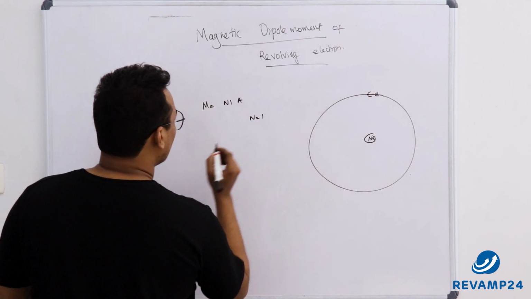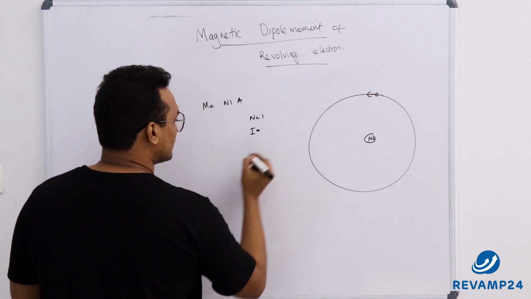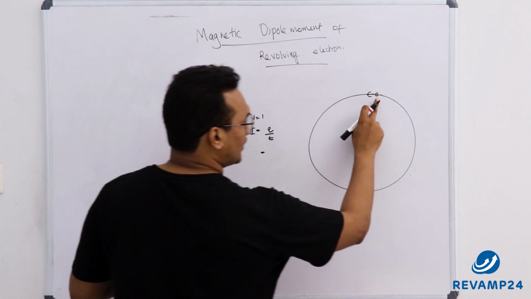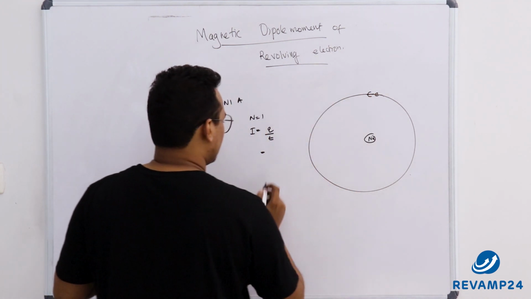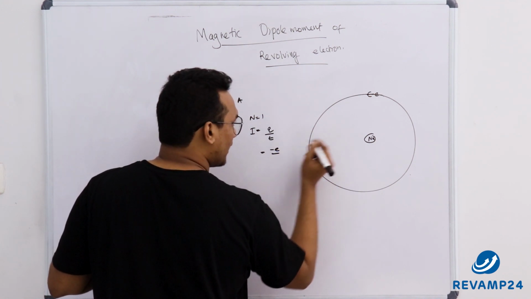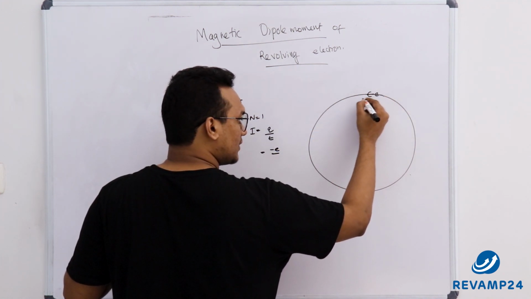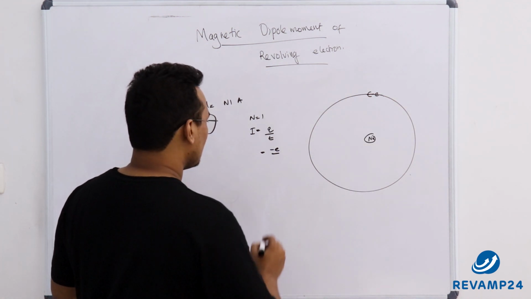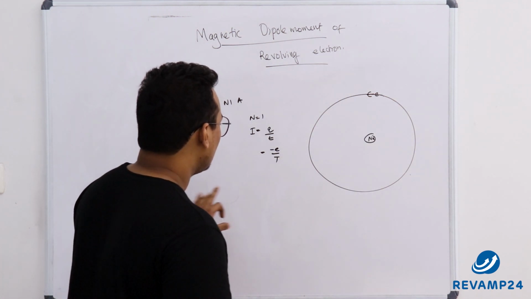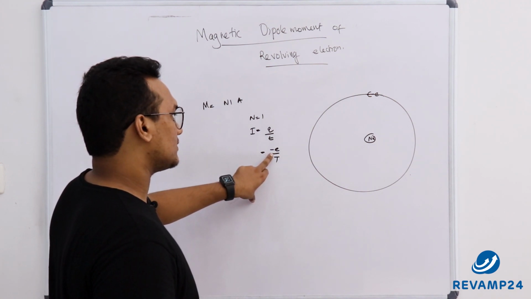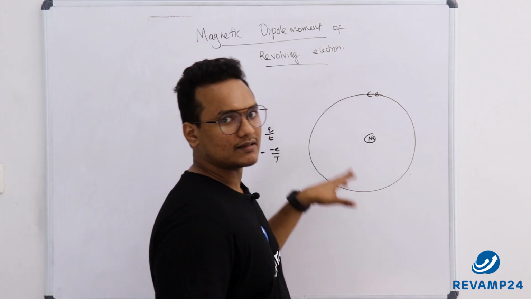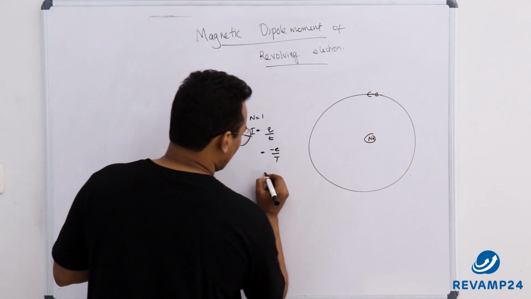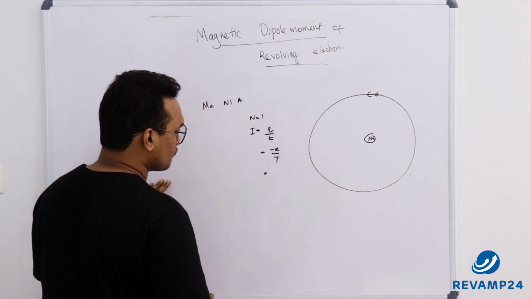Now how to get the value of current? We know current is equal to Q by T. So in this case, what is the charge of an electron? Minus E. So minus E by T, where T is nothing but the time period for completing one revolution. The negative sign represents that the current will be in this direction. I am going to consider only the magnitude here. So that is E by T.